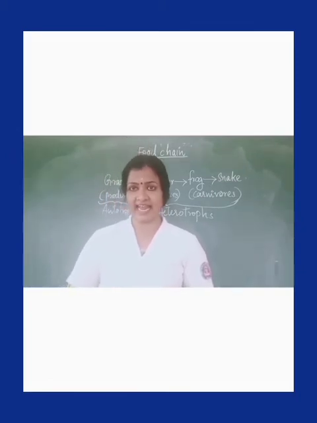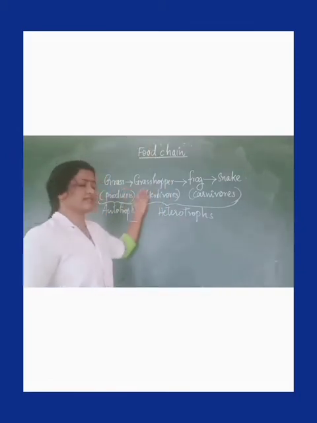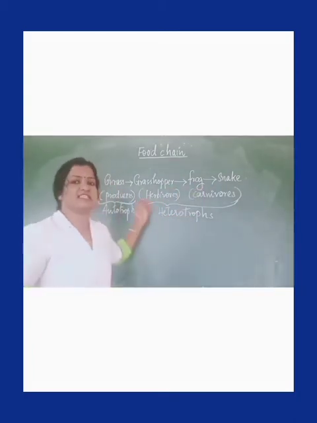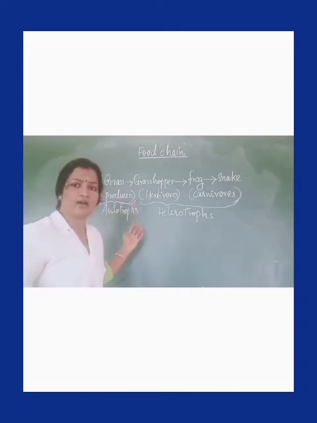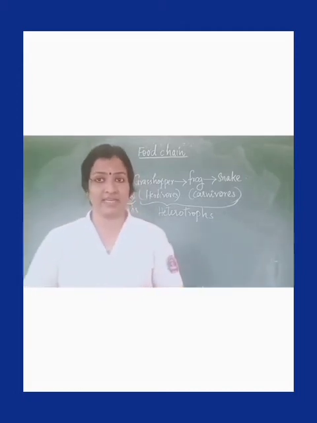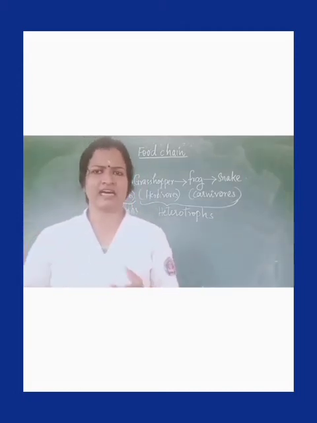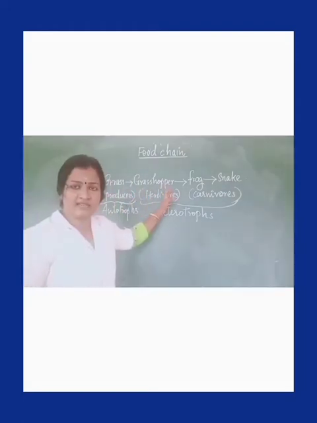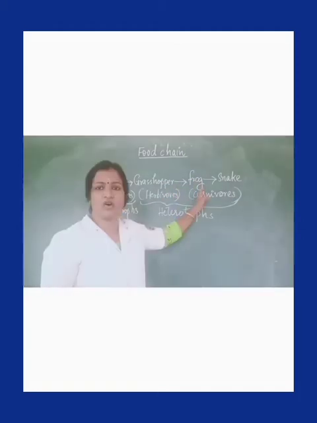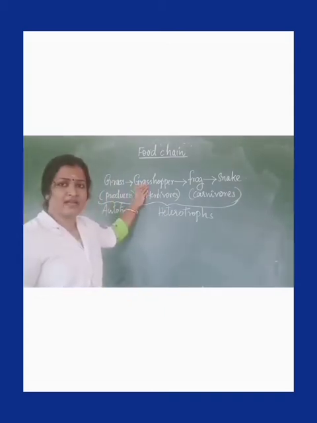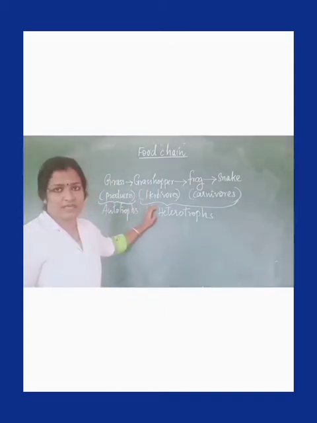Let us consider a food chain of grass, grasshopper, frog and snake. In this food chain, you know that grass is a producer, isn't it? So we can also call it an autotroph. Autotroph means they can prepare their own food materials by using sunlight, carbon dioxide and water, isn't it? Then this grass is eaten by the grasshopper, and the grasshopper is eaten by the frog, and the frog is eaten by the snake.